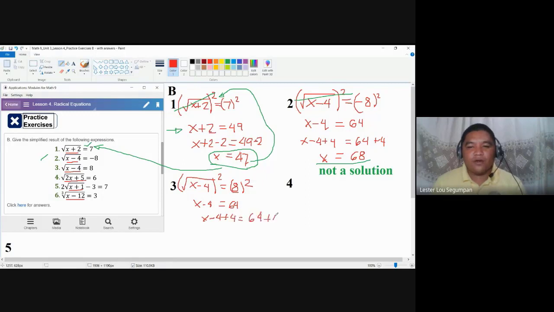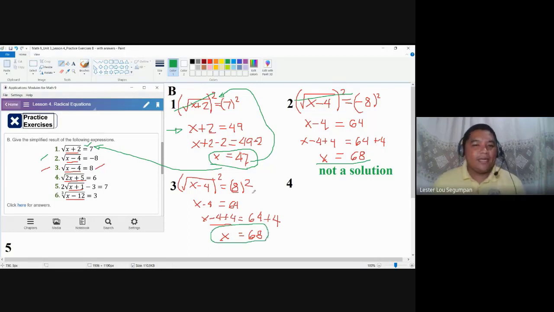64 plus 4. So this would become 0. x is equal to 68. Let's see if 68 is now a solution in comparison to number 2. So in the given item here, 68 minus 4 is 64. Square root of 64 is positive 8. That satisfies the equation. This is a solution.